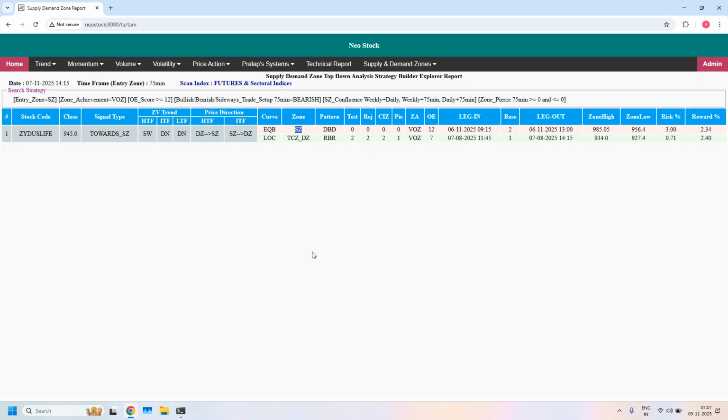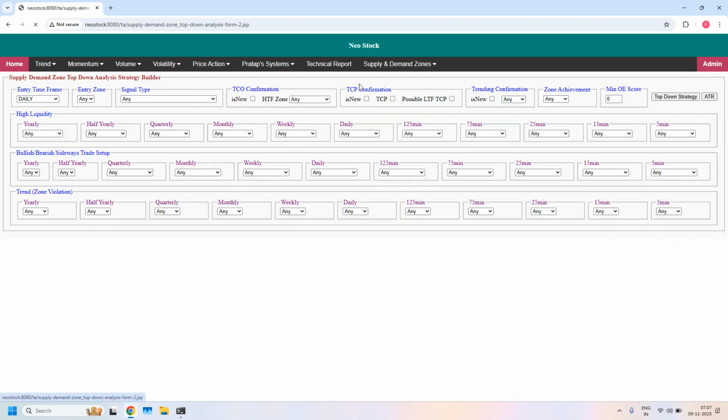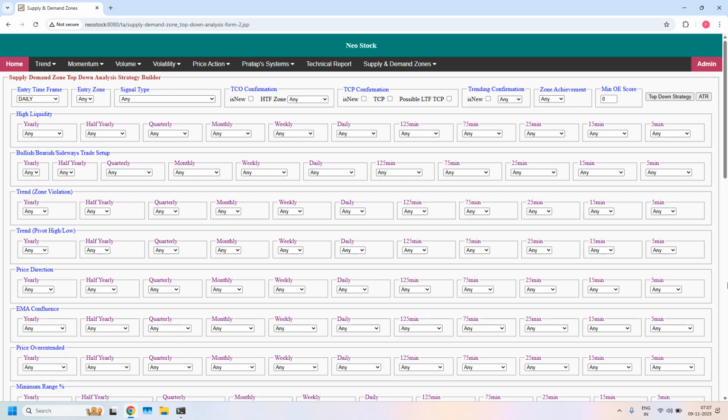So this 75 minute supply zone overlapped with daily, both together overlapped with weekly, but the weekly trend is sideways. Sideways trend EMA confluence does not give any advantage. So as per the second strategy, we did not find any high probability trade setup zones from this list. Okay, this is the bearish trade setup for weekly income trade. Next I am generating daily income trade reports.